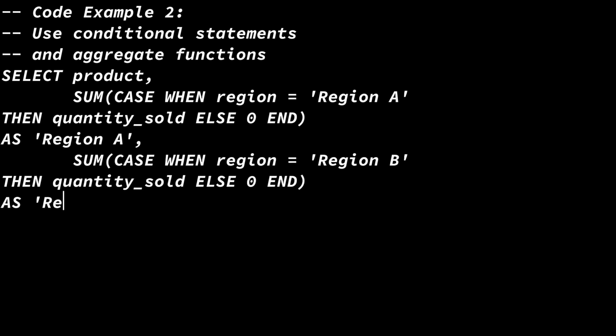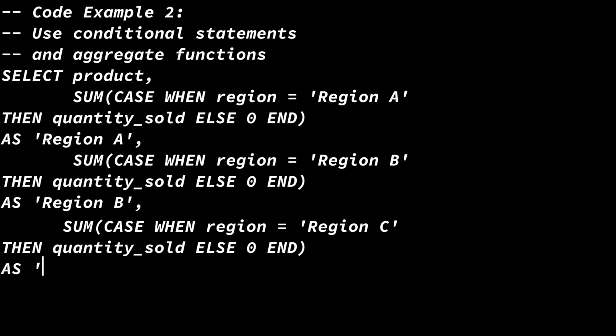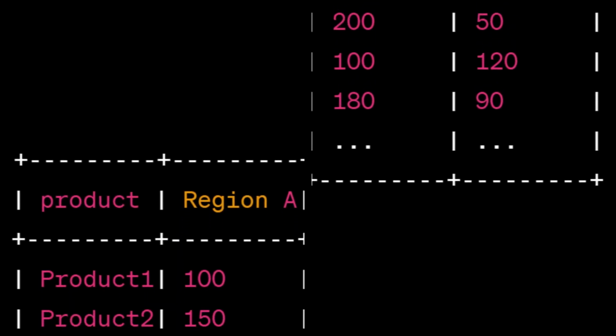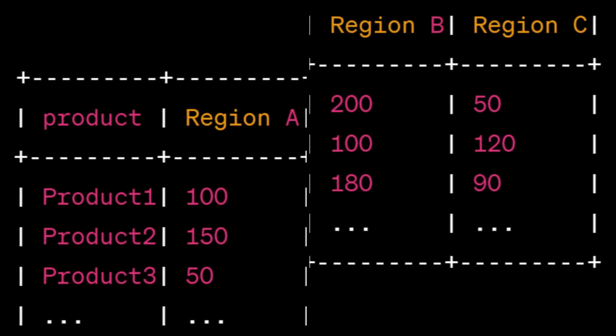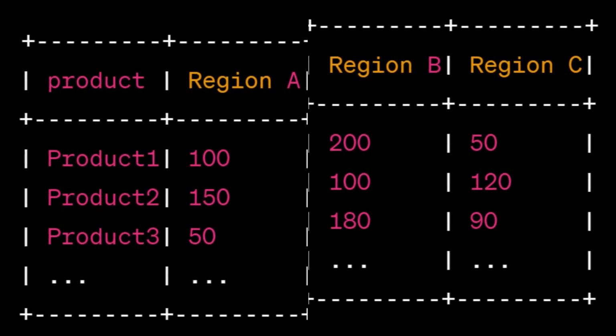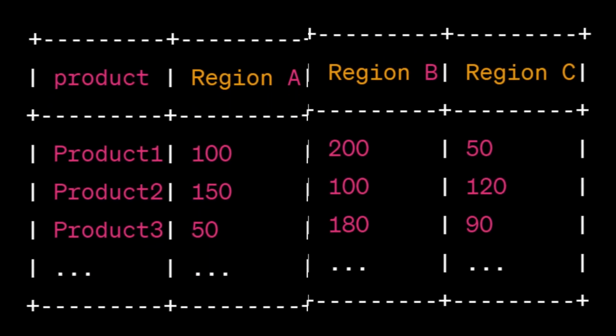In this query, we've applied conditional statements and aggregate functions to calculate the total quantity sold in each region for every product. After executing this query, we'll obtain a result that resembles our pivot table more closely. The data is now grouped by product, and each region's total quantity sold is listed in separate columns.